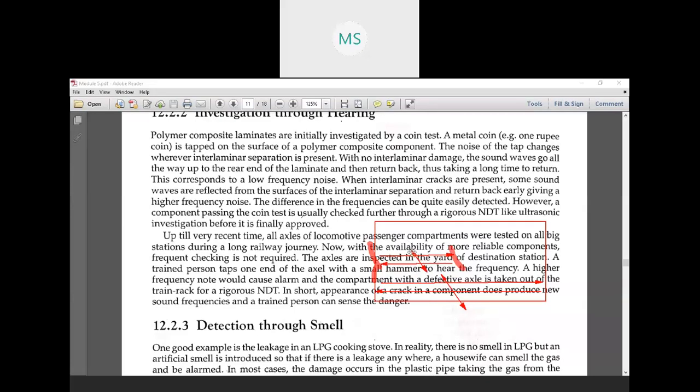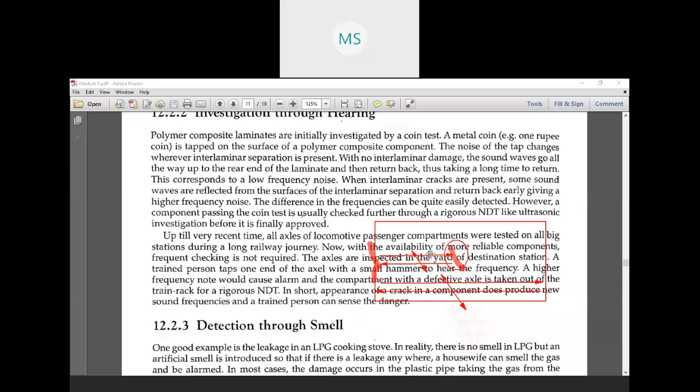So in the second case, when we have this crack, because of this crack the travel time for the sound will be very short, and the time taken for that sound to return will be very less. Okay, so we will get a high frequency sound. Travel time is less, high frequency in sound. Based on that, it is clear that there is some defect present.